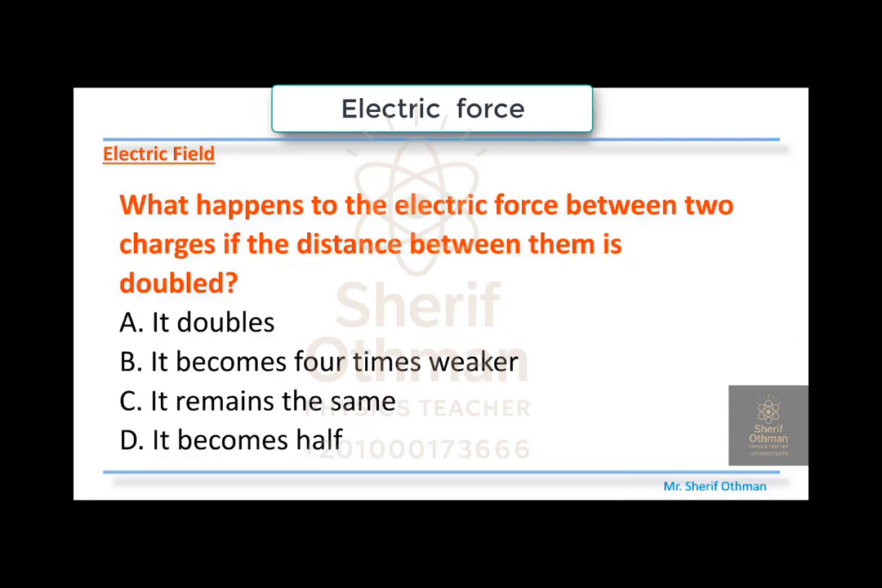What happens to the electric force between two charges if the distance between them is doubled? Distance doubled, so it will decrease by 4 times. A quarter is its value. So it becomes 4 times weaker, guys.